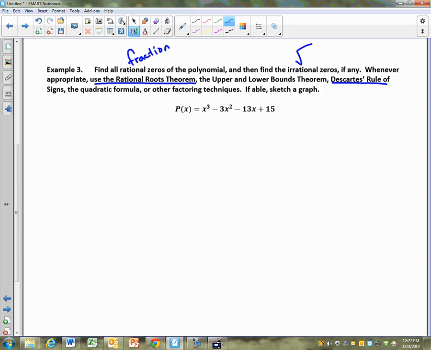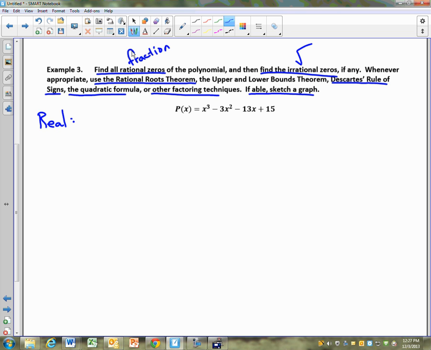We will do Descartes' rule of signs because it's awesome. We will use a quadratic formula. We will factor, and we will sketch a graph. So we're doing all that stuff. If you don't understand something today, you must stop me and ask a question. Your test is going to have like 4 problems just like this. This is what you need to be able to execute on the test.